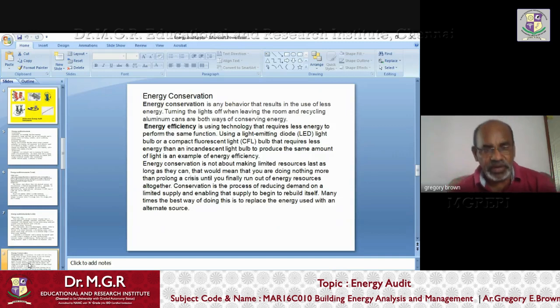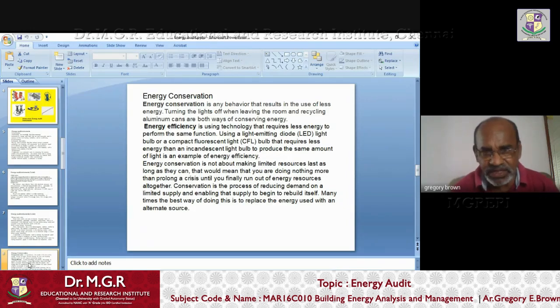So now we look into energy conservation. We must have heard about energy conservation. Everybody talks about energy conservation or energy efficiency. So what is actually energy conservation? Energy conservation is any behavior that results in the use of less energy. So whatever behavior you do to use less energy is called conservation. For example, when you leave a room, you turn off the lights. So once you leave the room, you turn off the lights. This is a responsibility which contributes to conservation.